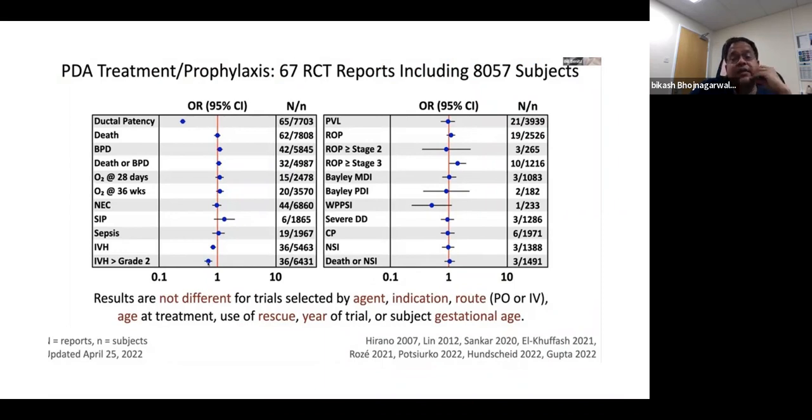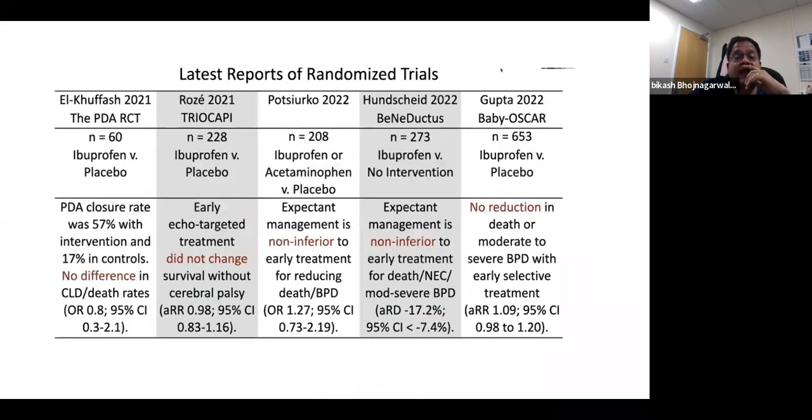Unfortunately, none of them has shown any significant improvement in the outcomes of these babies. And we all know about the most talked about topical RCTs done recently over the last 5 years, which include Benedict's, Baby-OSCAR, TRIOCAPI, and the PDA RCT by Hundscheid in 2021. But none of them showed any difference in the outcomes.